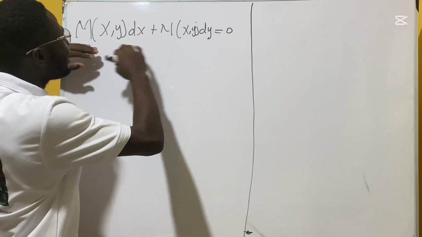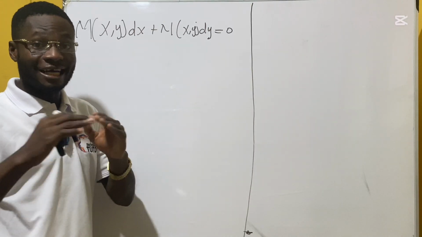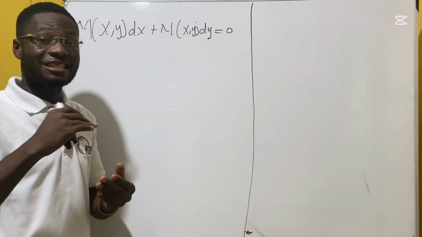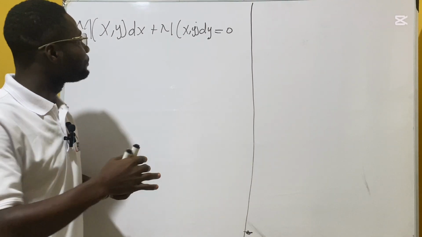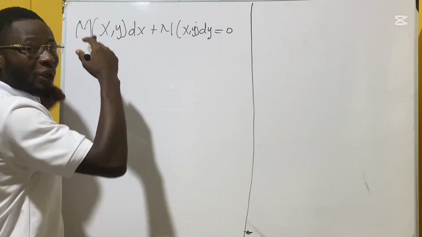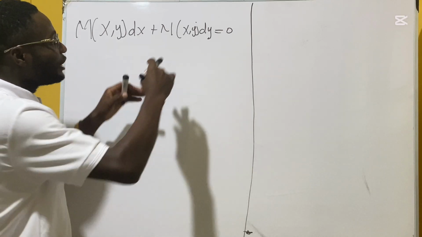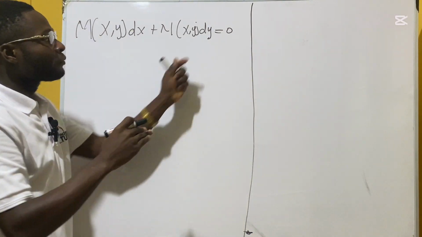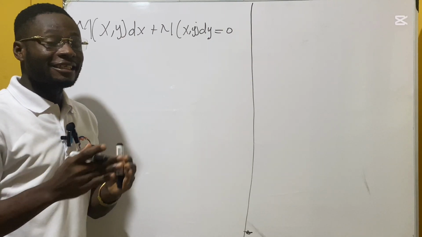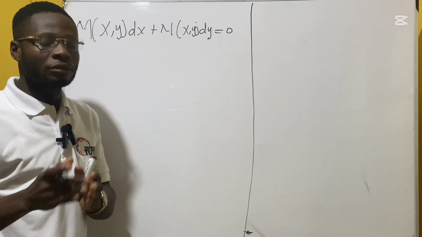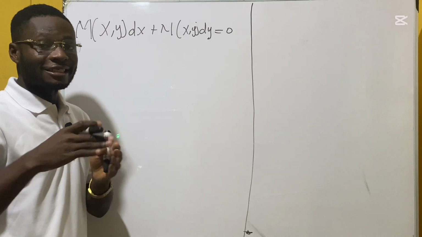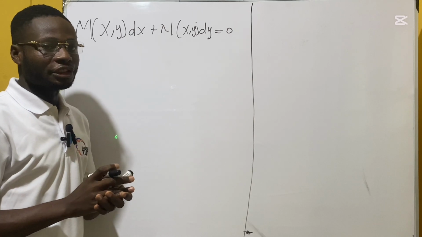This equation will only be exact if you have an equation in this form, and it will only be exact if and only if you take the derivative of this particular one right here with respect to y, and you take the derivative of this particular one right here with respect to x, and they both give the same result. Then you can say that that particular equation is indeed an exact differential equation.